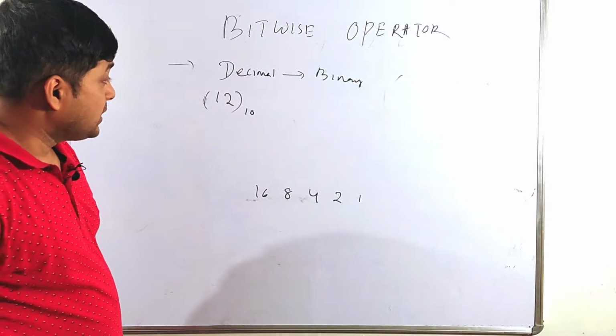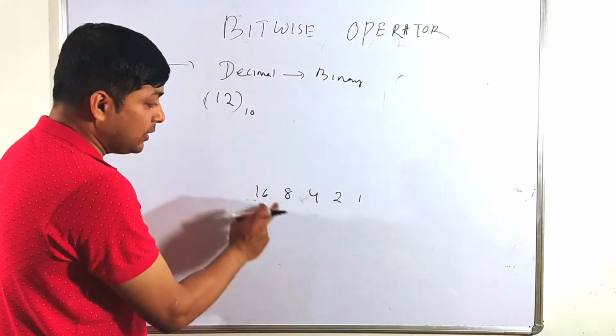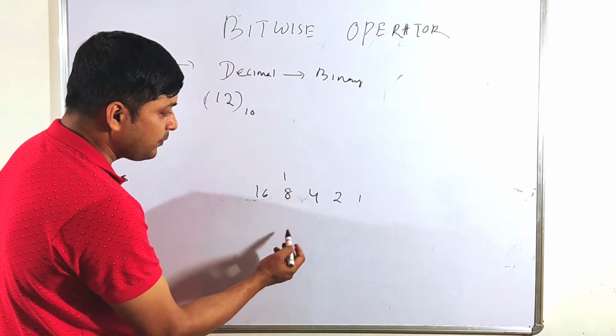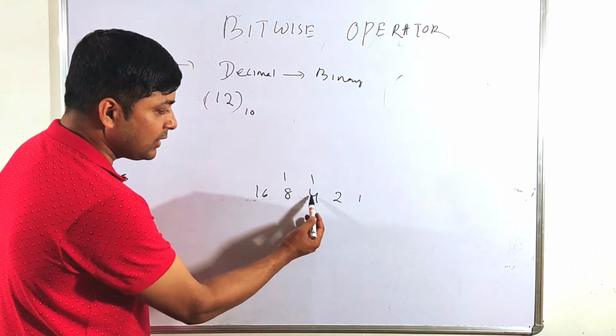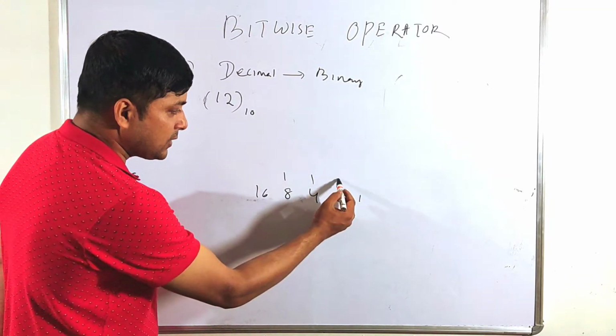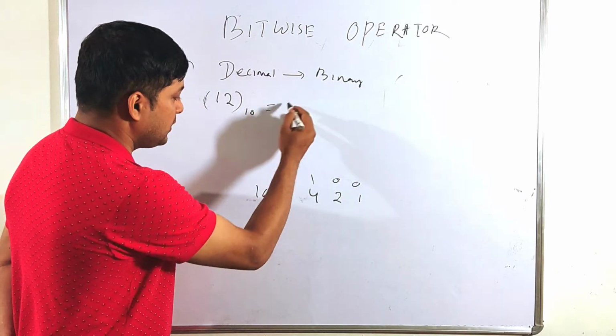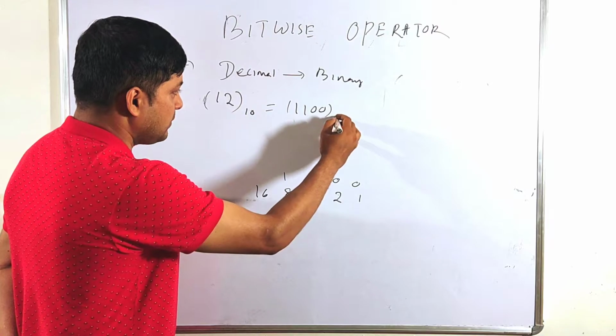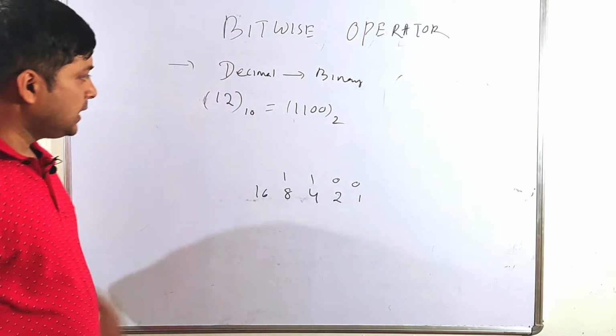Next, take 12. Which values add up to 12? 8 and 4 add up to 12, and the last one is 0. So what is the answer? It is 1 1 0 0. This is the binary answer. Clear? A equal to 12.